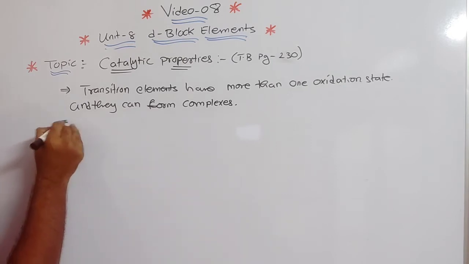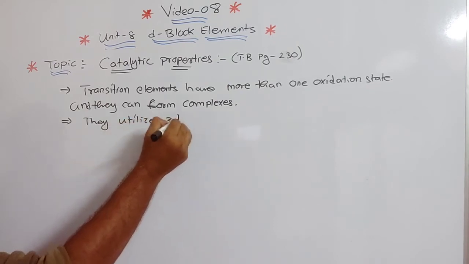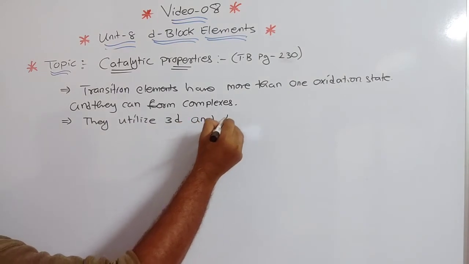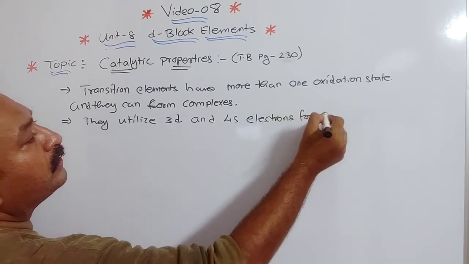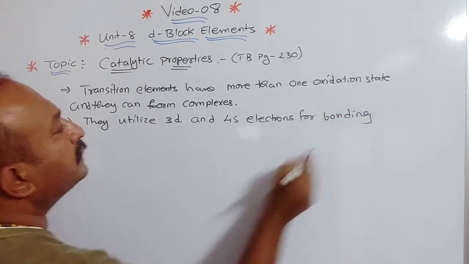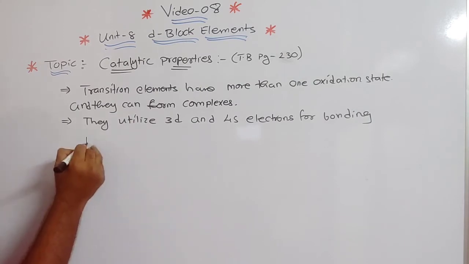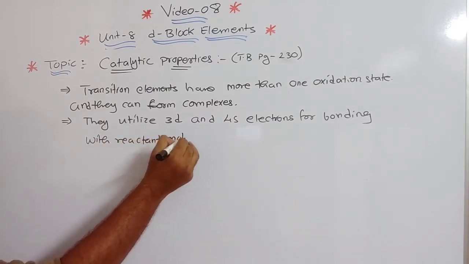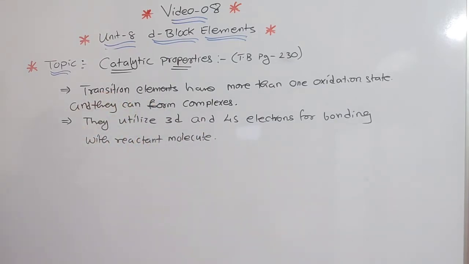Now the second thing: what do they utilize? They utilize the 3d and 4s electrons for bonding with the reactant molecule. Clear? With the reactant molecule, that we have already discussed in complex compounds.